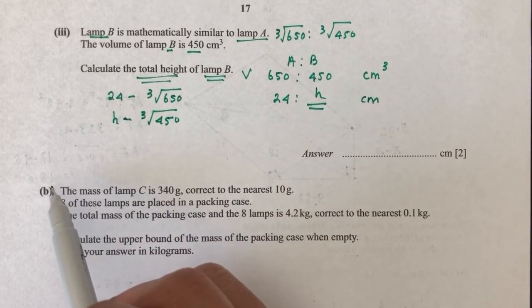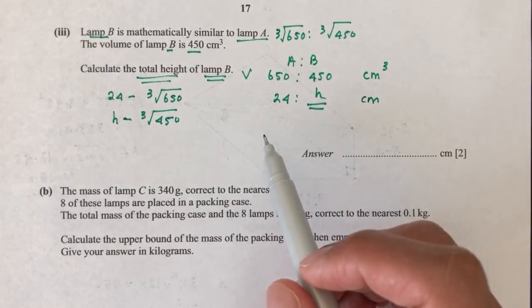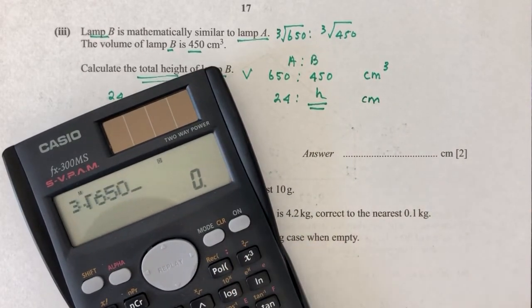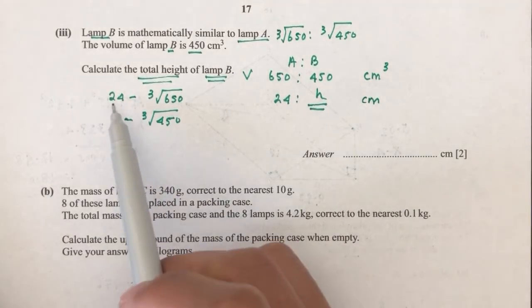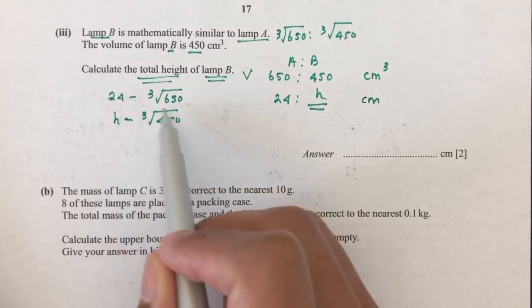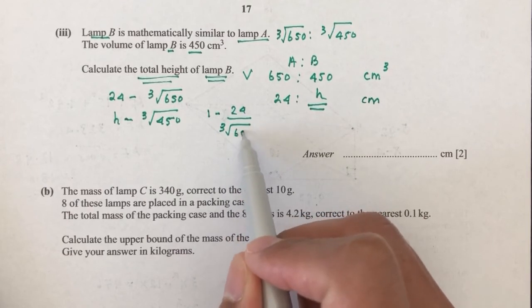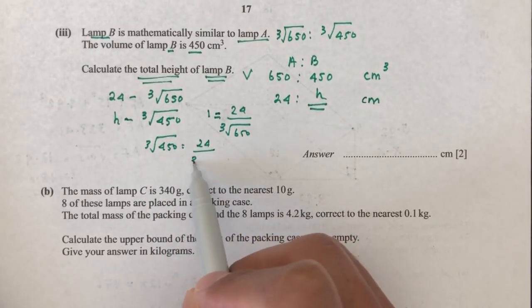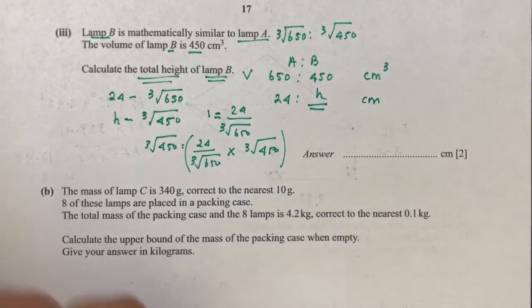So how do you find the value of H? You have to compare. Let's write this down here. I wonder if we can simplify this or not. Let me try to see if it is exact or not. So cube root of 650, no, it's not an exact value, so that's fine. We can leave it like that first, and we can find the value directly. So what is 1? This equal to this and this equal to this. So 1 will be 24 divided by cube root of 650. So H will be 24 divided by cube root of 650 times cube root of 450.